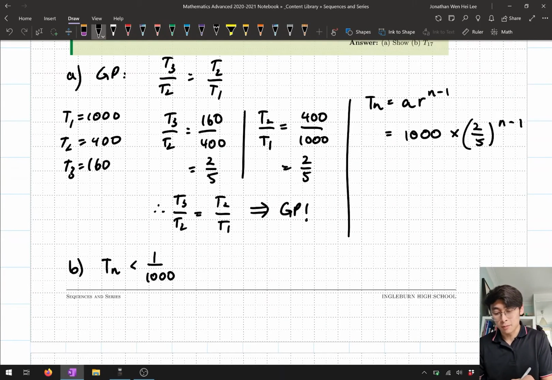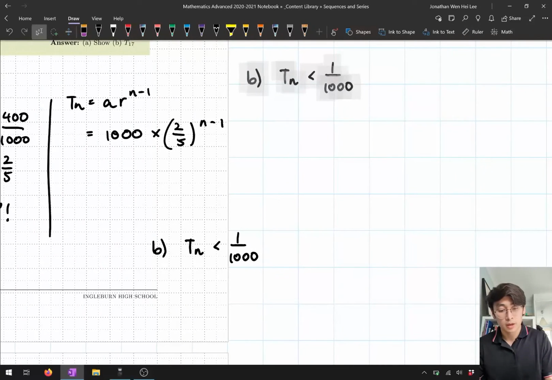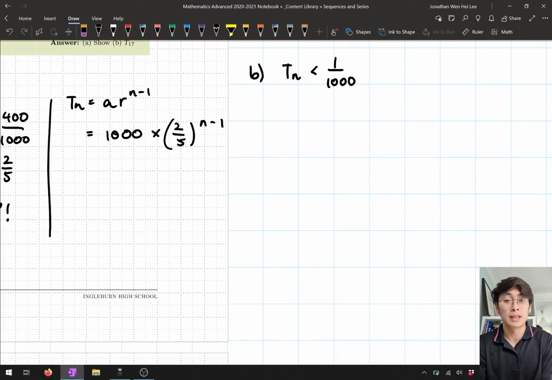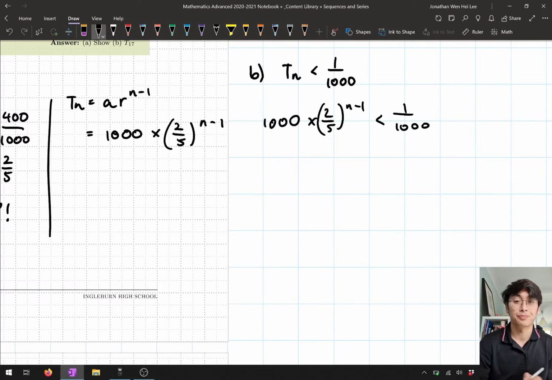Now when we're solving this, and I'm actually going to move this over to the blank space over there because I want to get a bit more room, we're going to need to use a few more additional steps. It's not going to just be like a normal solving question. So actually, let's just write what we would normally have. So here, Tn is less than 1 over 1,000. I've got 1,000 times (2 over 5) to the power n minus 1 is less than 1 over 1,000.